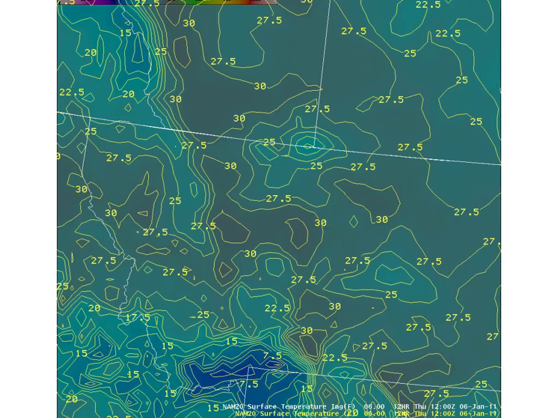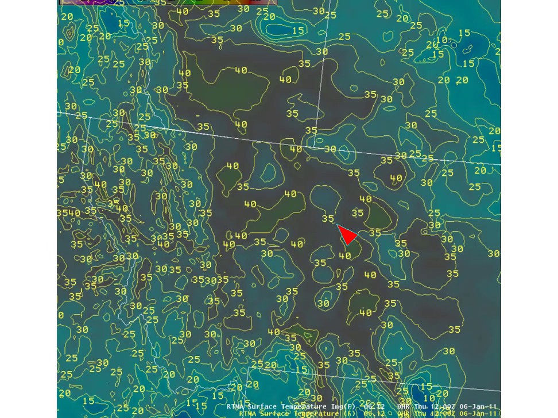Here's the NOM 12-hour forecast temperature valid at 12Z, still looking at the 0Z run. And we see values here in the upper 20s to low 30s for the most part in the region of interest. And we skip ahead to the RTMA at 12Z, and we see values still in the upper 30s to low 40s in this same region.